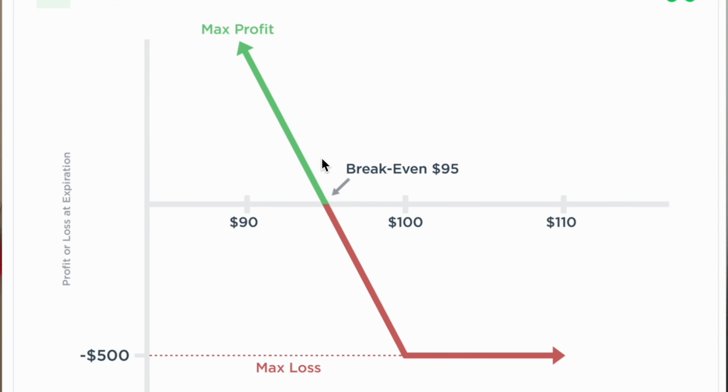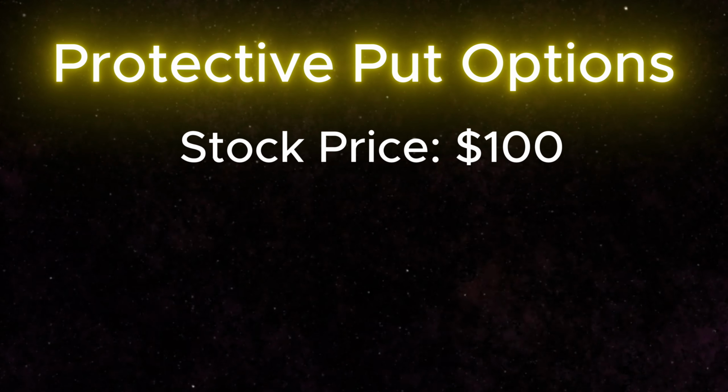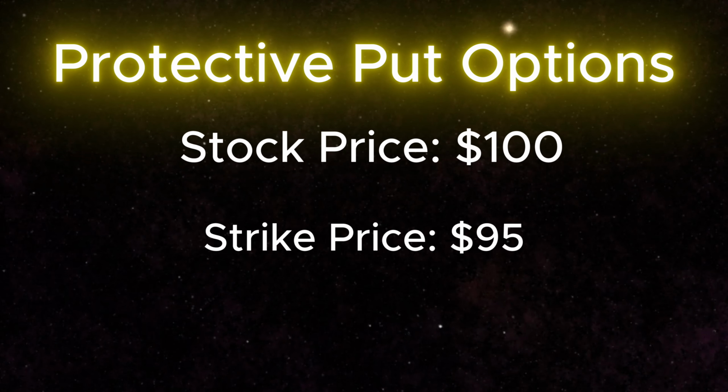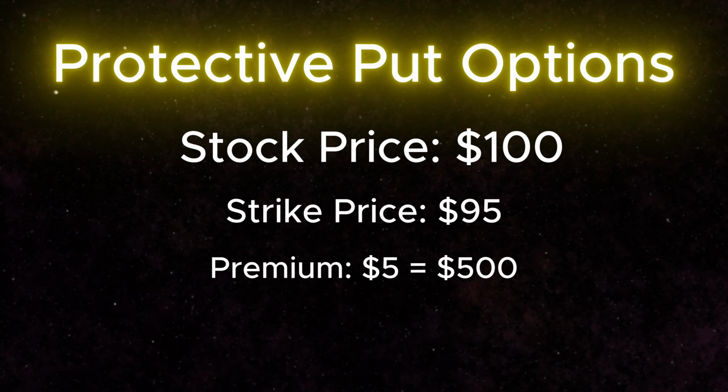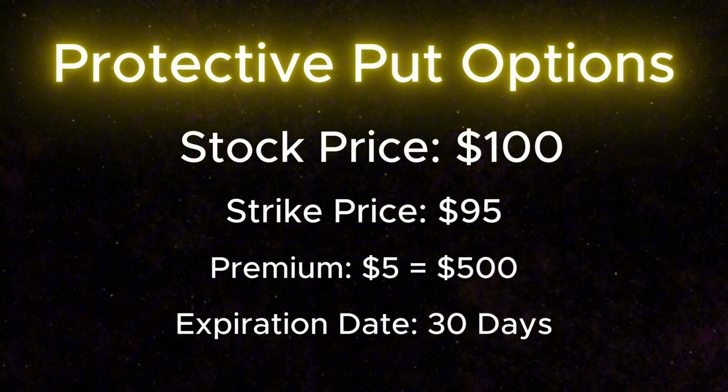The next example will be selling put options, which is a protective put option. You can sell a put option at a strike price of $95 for $5 for an expiration of 30 days. Worst case scenario will be the stock price dropping a lot and you will be exposed to unlimited loss, which means that at expiration you are required to purchase 100 shares of the stock. However, you will still earn the premium that you have collected, which is $500.